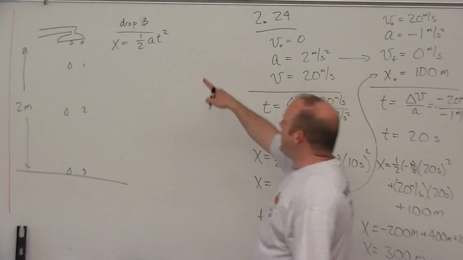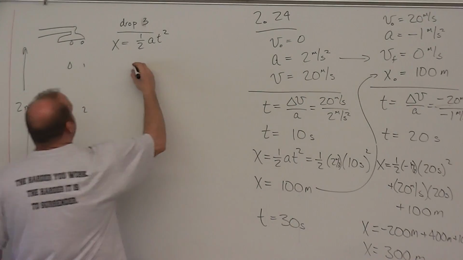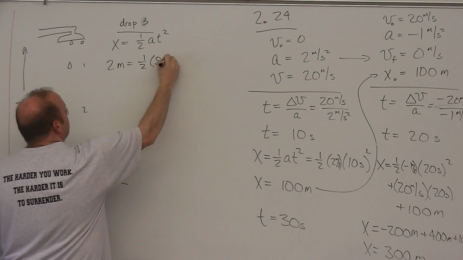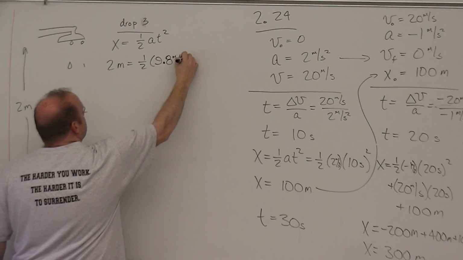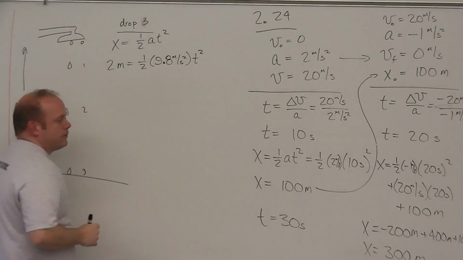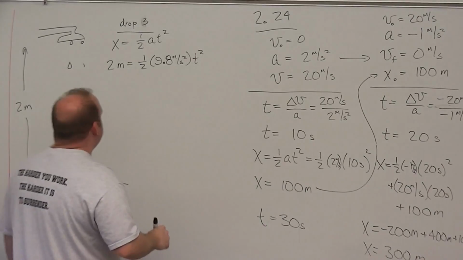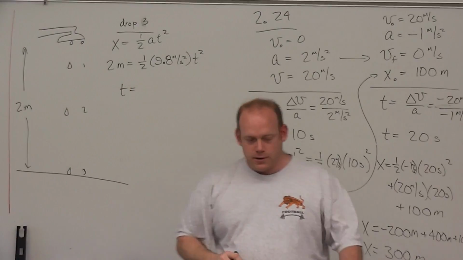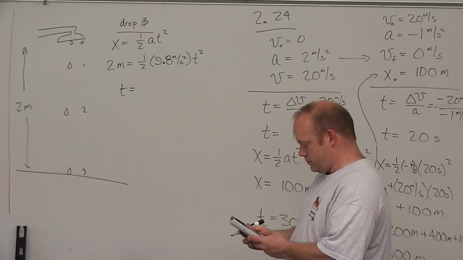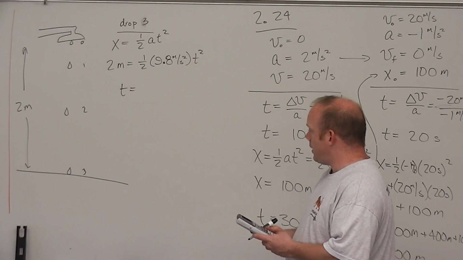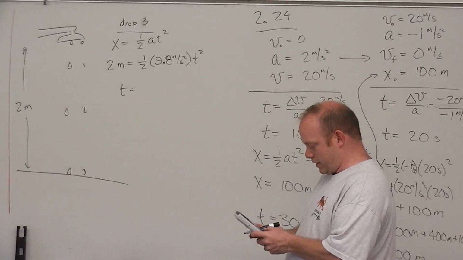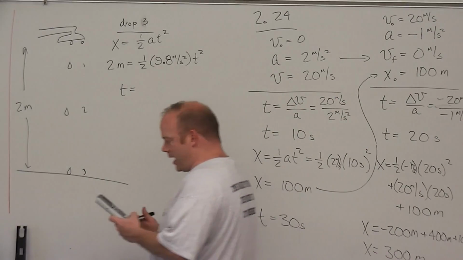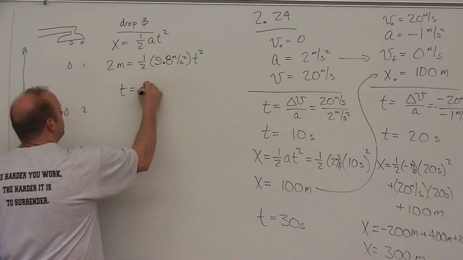So now, 1/2 at squared. This is going to equal 2 meters is equal to 1/2, 9.8 meters per second squared, times t squared. So now, solve for t. Again, that's algebra. You guys solve that now. Hit pause. 2 divided by 4.9. Answer. So now, this time is 0.639 seconds.